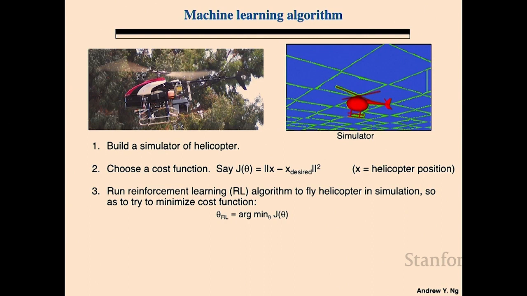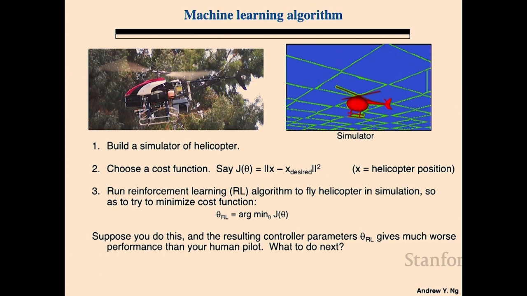And so you learn some set of parameters, theta subscript RL, for controlling the helicopter. And when we talk about reinforcement learning, you see all this redone with proper reinforcement learning notation, where j is a reward function, theta RL is a control policy, and so on. But don't worry about that for now.